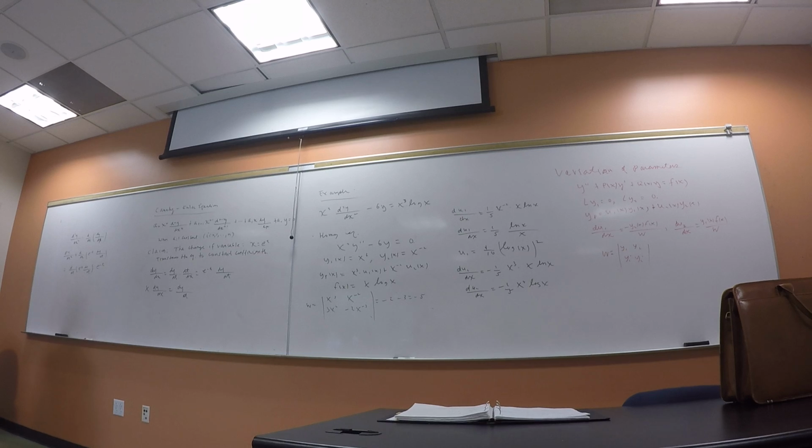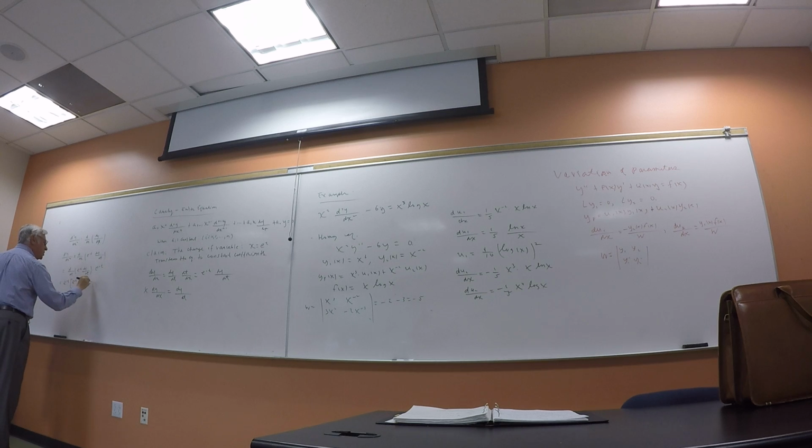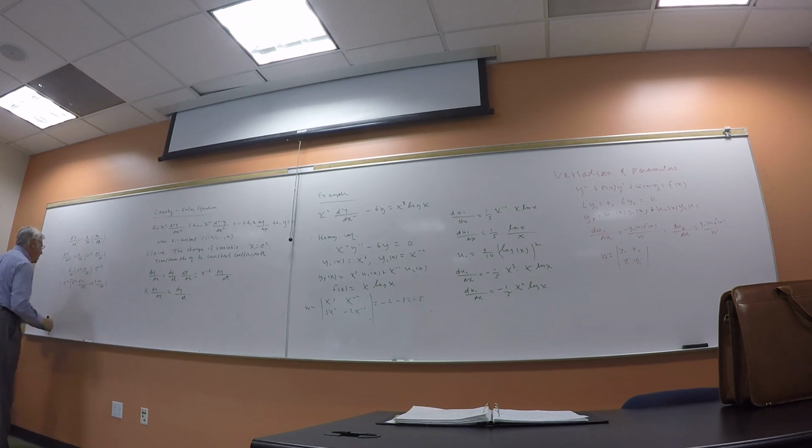Okay? Let's see what this gives us. I'll pull out e to the minus t over here. Let's use the product rule. E to the minus t, second derivative of y with respect to t, right? Minus e to the minus t dy dt. Okay?